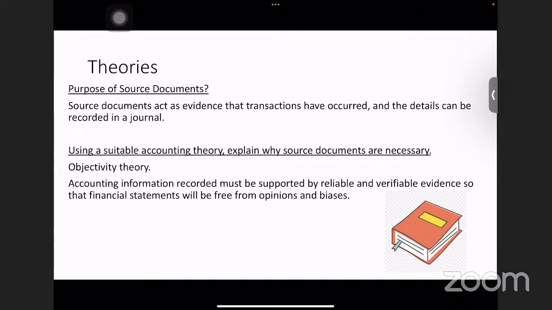Then they will ask what's the accounting theory backing up why source documents are necessary. So it will be objectivity theory. Everything that we record must be supported by reliable and verifiable evidence so that our FS produced will be free from opinions and bias. So this one, you need to know. Whenever you see a question regarding source documents, it will be this one, objectivity theory.